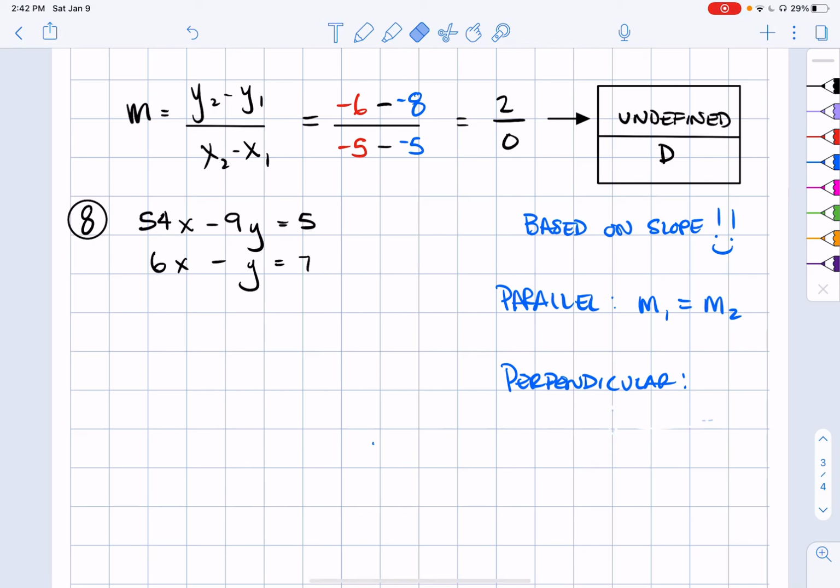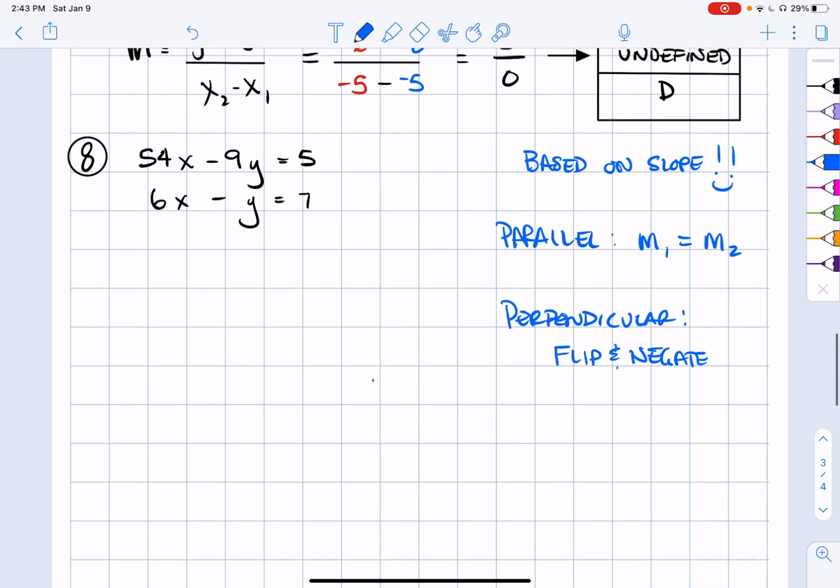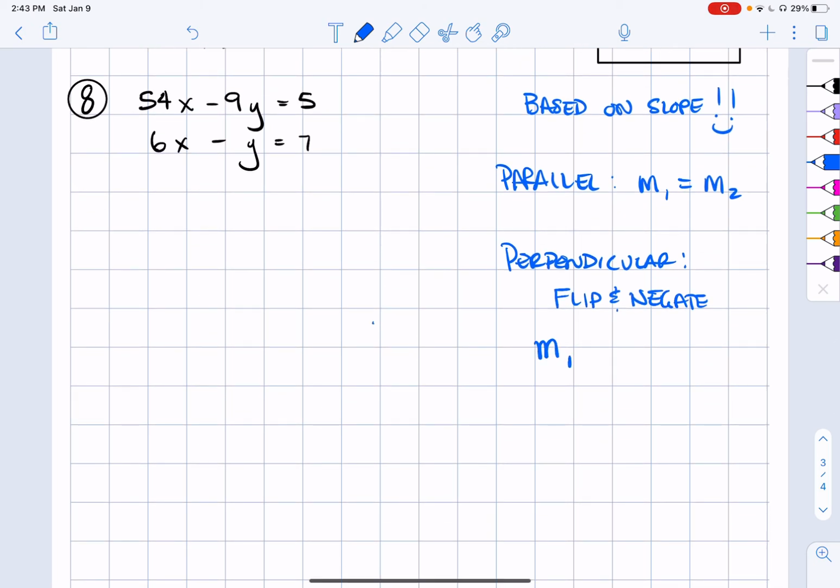Perfect. Okay, so let's do this. Apologize for the long drawn out delay here. Flip and negate. Okay, so meaning if slope 1 was equal to, I don't know, -3/4, then slope 2 would have to be flipped. So let's flip the 3/4, which is 4/3, and negate. Since it was a -3/4, now it will become a positive 4/3. These two would be perpendicular slopes.